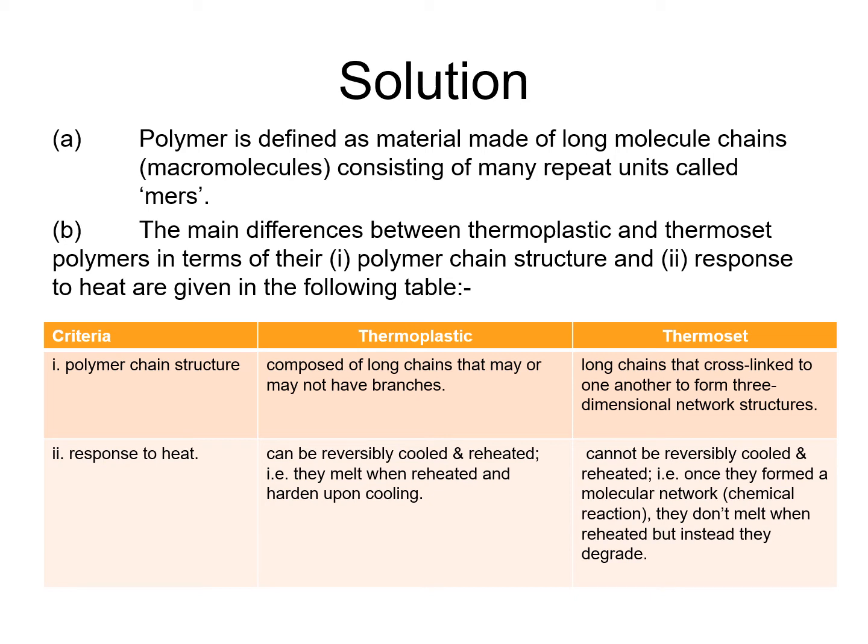And in terms of the response to heat, the major difference is that the thermoplastic material, because of the molecular structure, can be reversibly cooled and reheated. Therefore, they melt when reheated and harden upon cooling. Contrary to that, the thermoset material cannot be reversibly cooled and reheated because of the 3D network structures. Therefore, once they form a molecular network through chemical reaction, they don't melt when reheated, but instead they degrade.